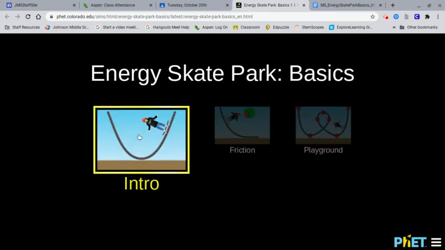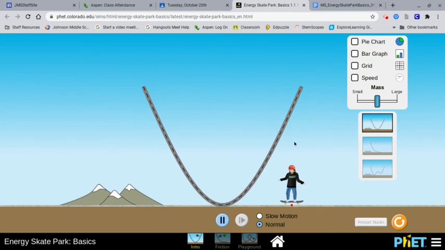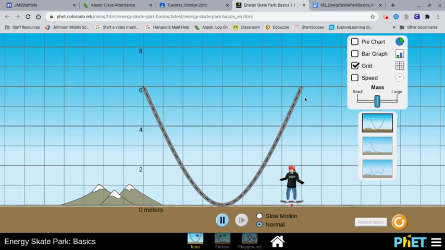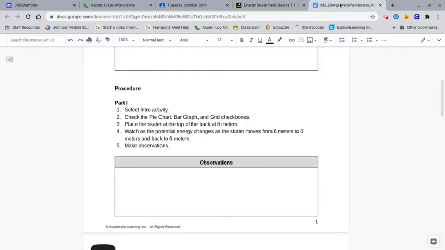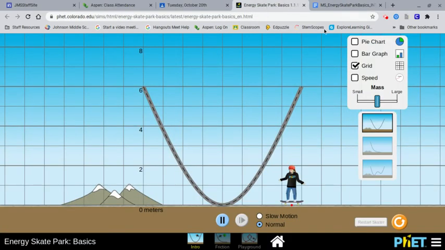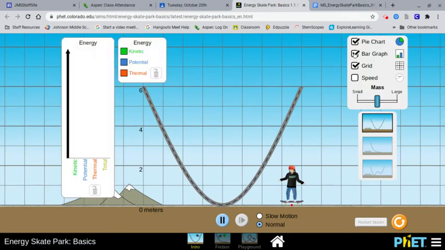And you're going to stay on the intro. And this is the person here. So if you show the grid, you'll be able to see that they're at 6 meters. It also said here on this packet that you're going to check the pie chart, bar graph, and the grid. So pie chart, bar graph, and the grid. In order for this to work, you have to have those checked as well. Do not change the speed, do not check it, and do not change the mass at this time.